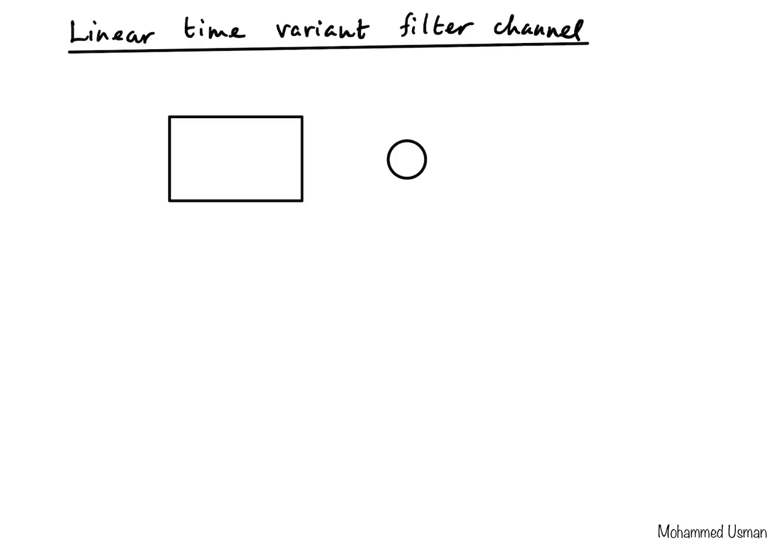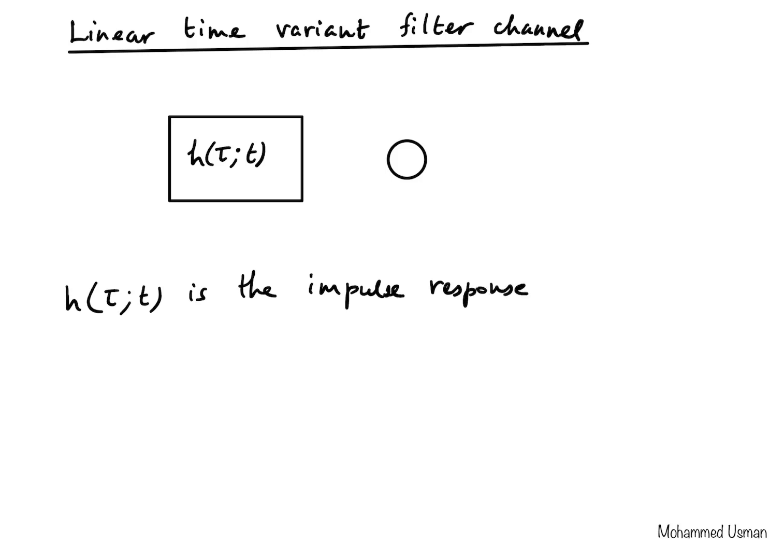So we'll now denote the impulse response as h of tau, but that is varying with time. Depending on at what time we are checking the impulse response, we get a different response. So we include that t as well. So that's the time varying impulse response. So h of tau, colon t, is the impulse response at time t, the impulse response of the linear filter.